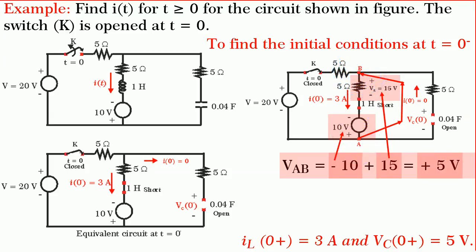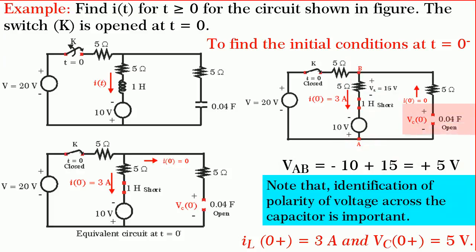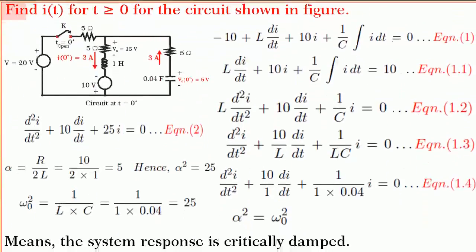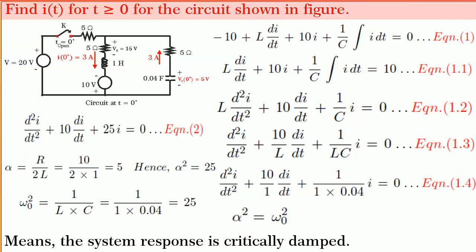with plus towards B and minus towards A. Note that identification of the polarity of the voltage across the capacitor is very important. So, you find that Vc(0 plus) also is equal to 5 volts with the polarity shown. Keep this in mind.